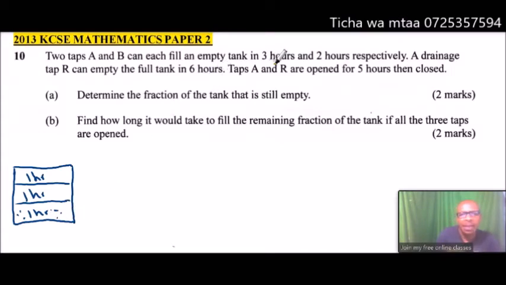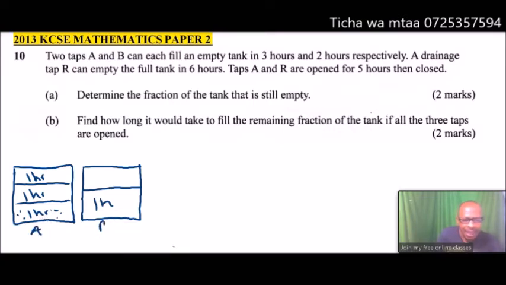Tap B fills the tank in 2 hours. Meaning, if we draw a sample tank just like this one, we divide it into 2 equal parts. Then this is tap B. In 1 hour, it will fill a half of that tank, and in another hour, it will fill the other half.